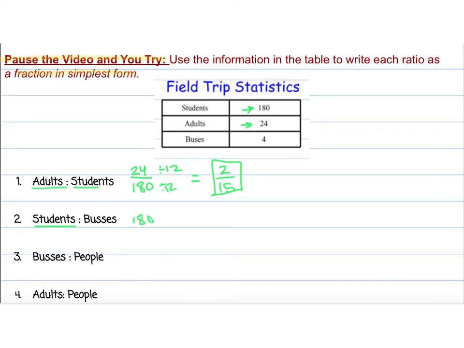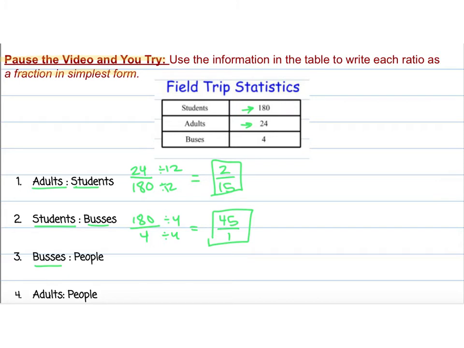180 students. Buses comes second, and it's telling me that there's 4 buses, so that's my denominator. This can be simplified by dividing the top and bottom by 4, which would be 45 over 1. Again, it's an improper fraction, but we leave it as improper like that. We do not make it a mixed number. So this is telling us there's 45 students to 1 bus. So 45 to 1.